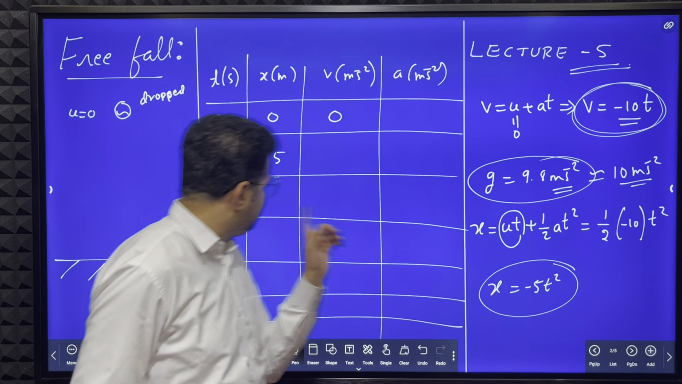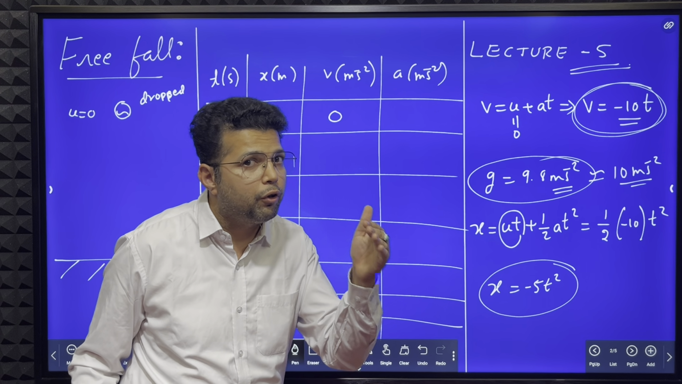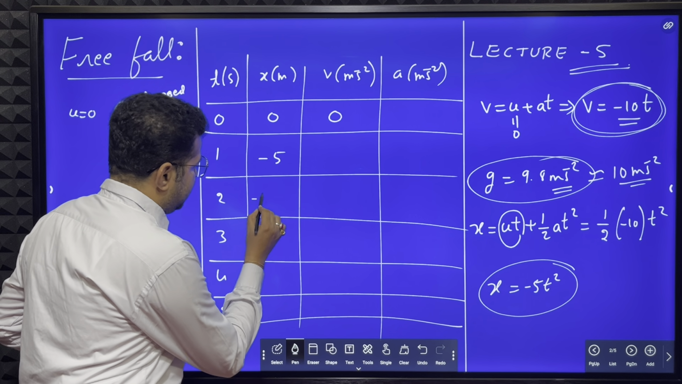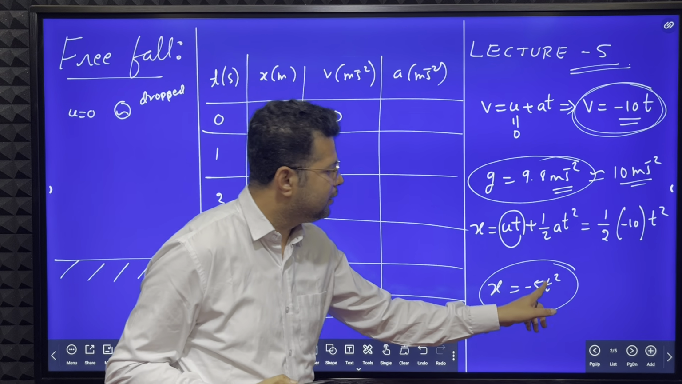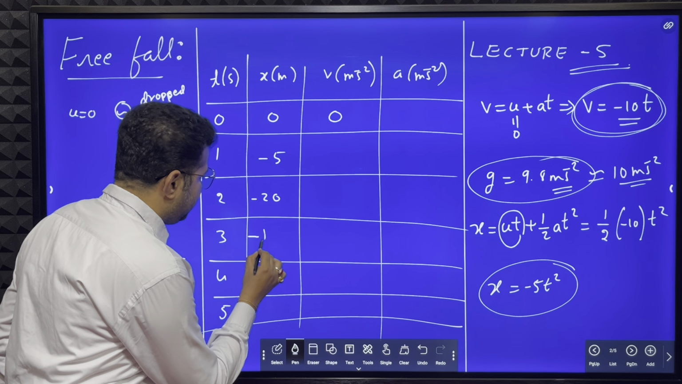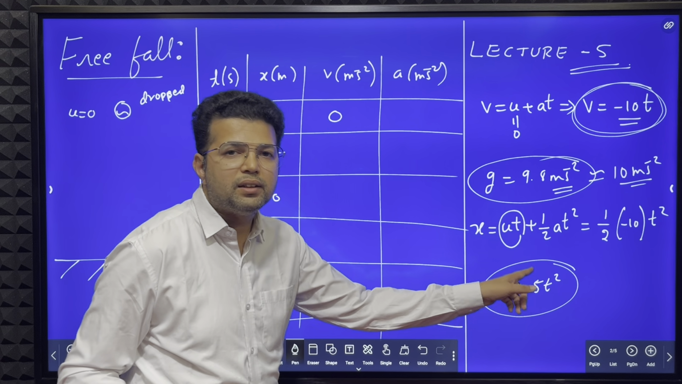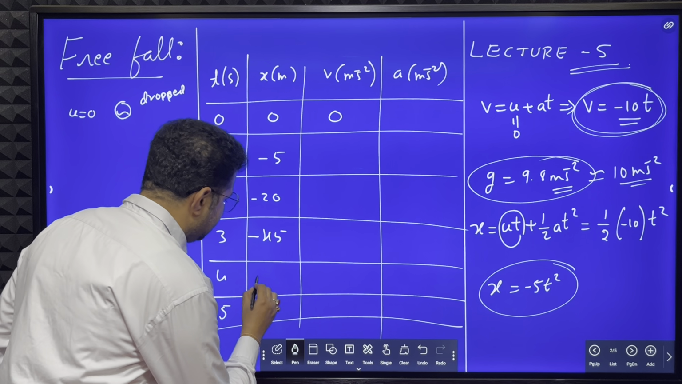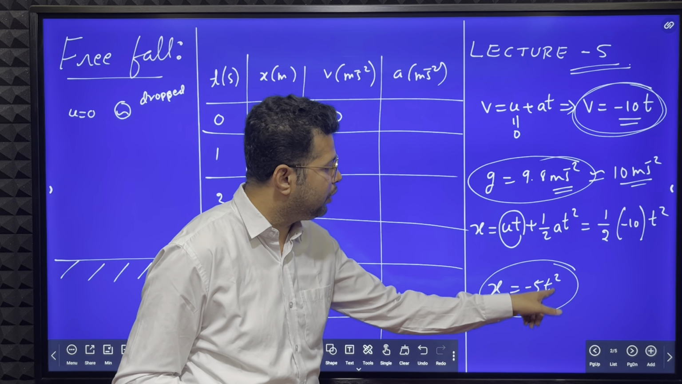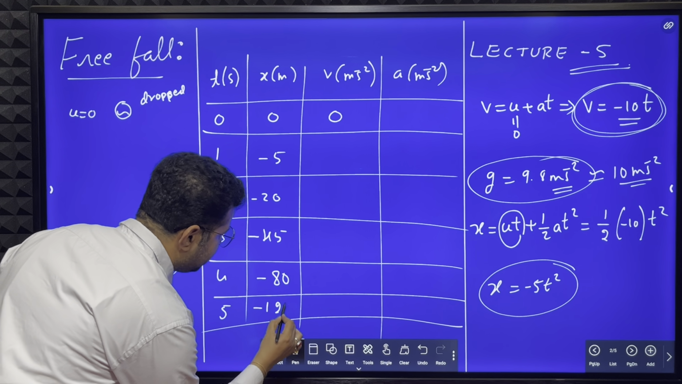When t is equal to 2, minus 5 into 2 square. 2 square is 4, minus 5 into 4, it is minus 20. When t is 3, 3 square is 9, 9 into 5 is 45, minus 45. When t is equal to 4, 4 square is 16, 16 into 5, 80, minus 80. When t is equal to 5, 5 square is 25, 25 into 5 is 125, minus 125.